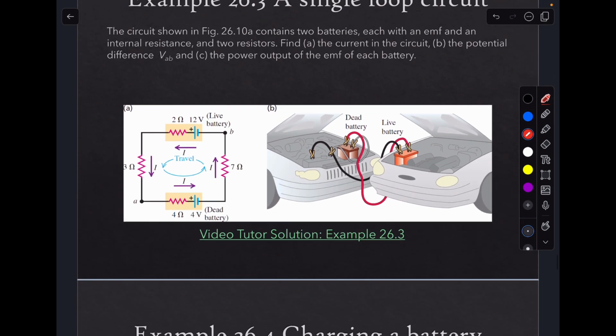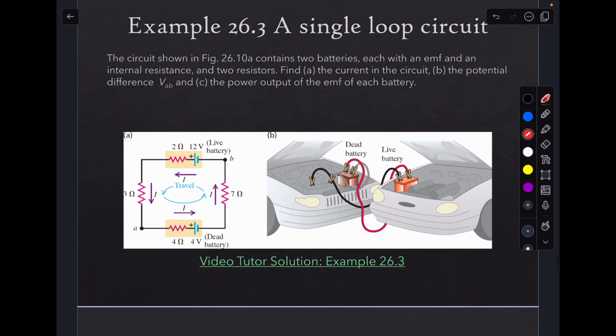So let's look at this example. We have 2 resistors, 2 batteries. This is a circuit for when you're charging a battery, using your car's battery to jump or charge another car's battery. We have the dead battery down here. It only has 4 volts, needs 12, and it has an internal resistance of 4 ohms. And then up here is our live battery. It has an EMF of 12 volts and only 2 ohm internal resistance.